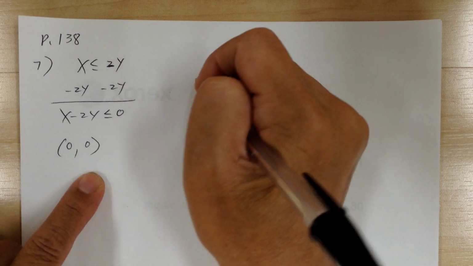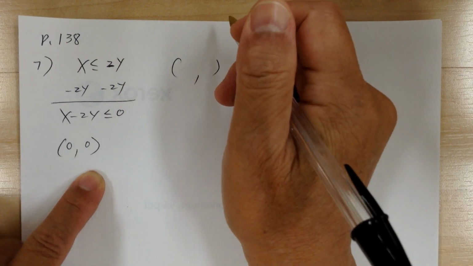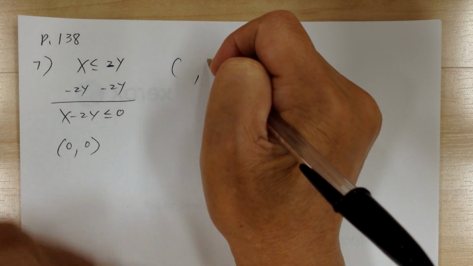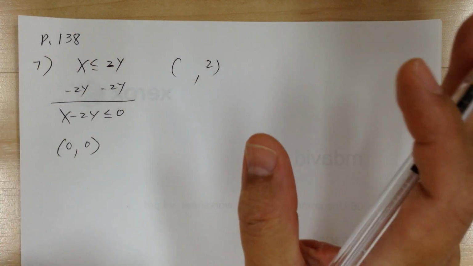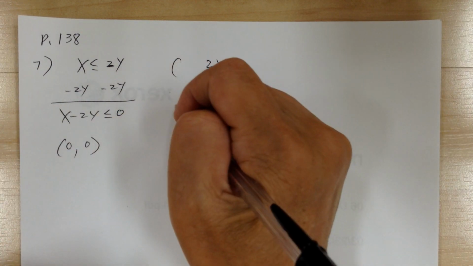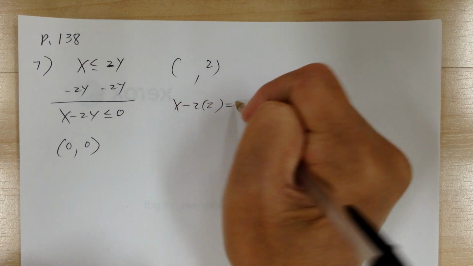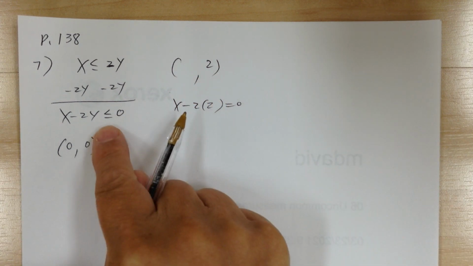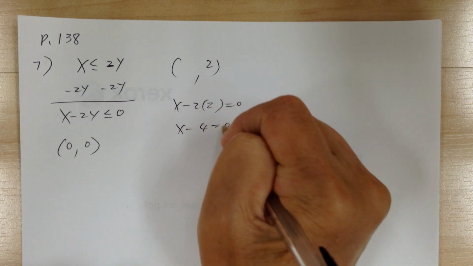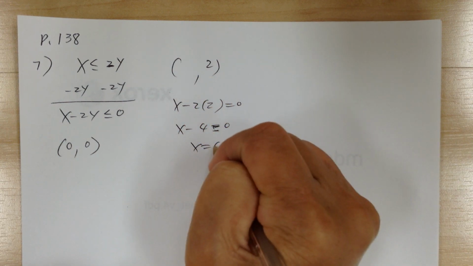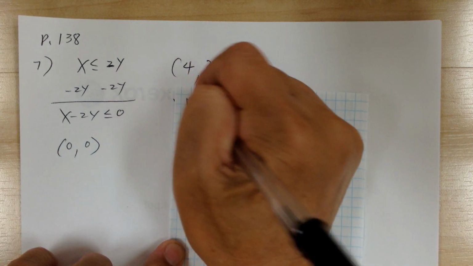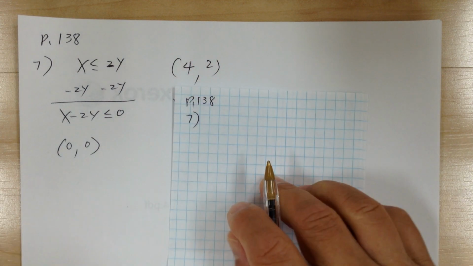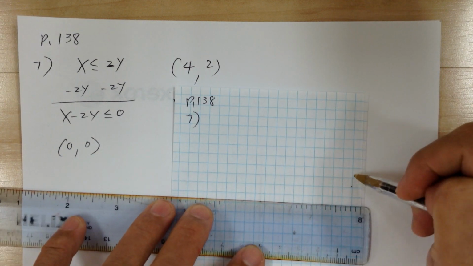So in this case, I'm going to let y equal to, just pick a random number, let's say 2. Again, you can choose x or y, it doesn't matter. So choose a number and put it in the equation. So you got x minus 2 times 2 equal to 0. Again, remember you're drawing a boundary line, so you have to treat it as an equal. So x minus 4 equal to 0, so x equal to 4. So the point on the boundary line would be 4, 2. Okay, so that's going to get our axes.